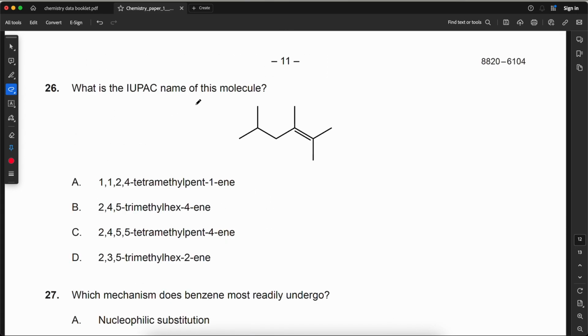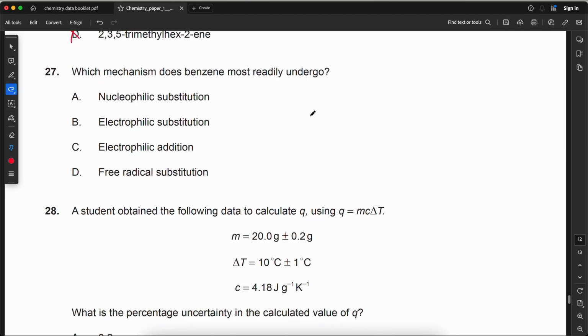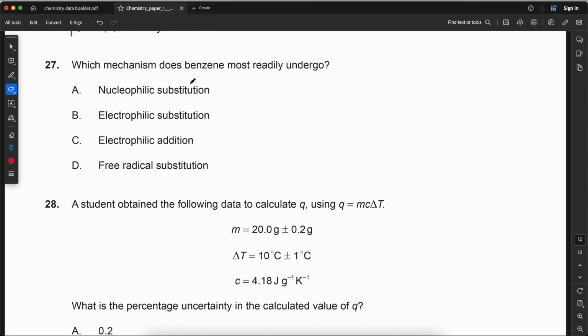What is the IUPAC name of this molecule? This would be CH3. This would be CH. This would be CH3. This would be CH2. This would be C. CH3, CH3, CH3, and C. So we can do the numbering 1, 2, 3, 4, 5, 6. So it will get 1 alkyl here, 1 alkyl here, 1 alkyl here. So it's 2, 3, 5 trimethyl hexane. It's 6 and C double bond at the number 2. Which mechanism does benzene most readily undergo? It's electrophilic substitution.